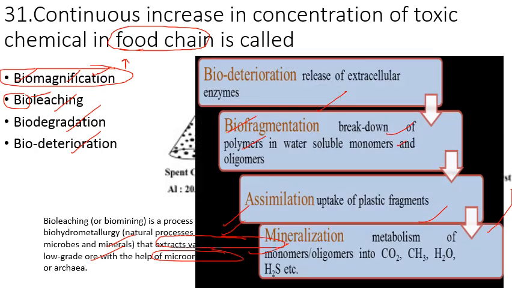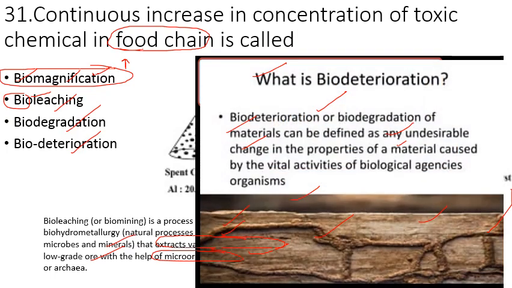Next comes biodegradation. So it involves breakdown of certain organic substances with the help of certain microbes, and is known as biodegradation. So it involves biodeterioration, then biofragmentation, assimilation, and mineralization. Next comes biodeterioration. So biodeterioration or biodegradation are almost similar terms. So it can be defined as any undesirable change in the properties of material caused by vital activities of biological agencies or organisms. So that breakdown, or we can say change in chemical properties of certain organic matter with the help of microbes, is known as biodeterioration.